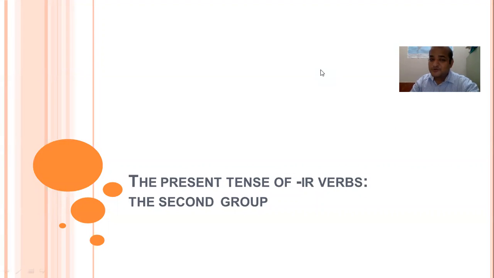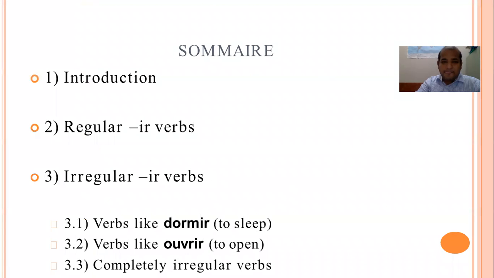Hello learners, today we are going to talk about the present tense of IR ending verbs, the second group of verbs. So in the first video we did the ER ending verbs. Now in this we'll be talking about IR ending verbs.